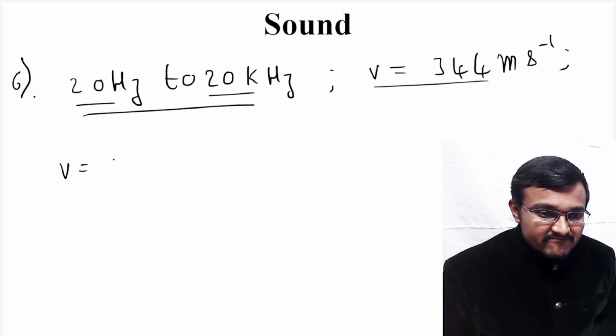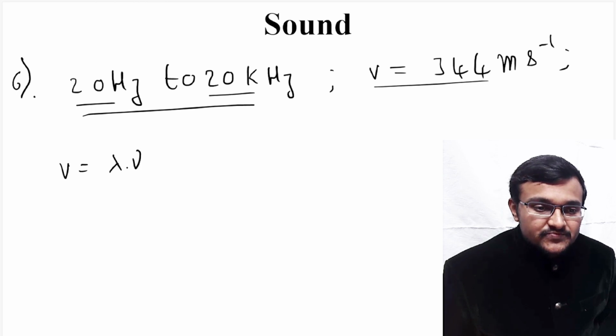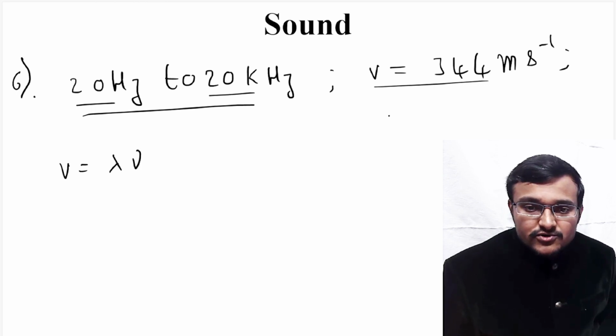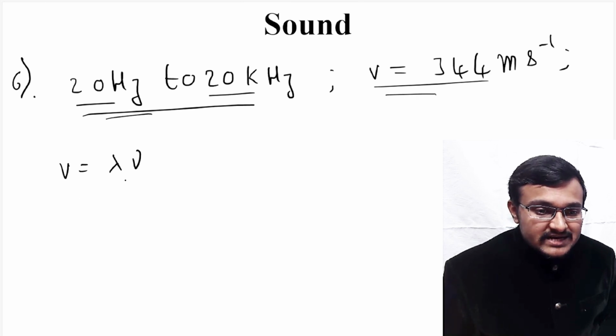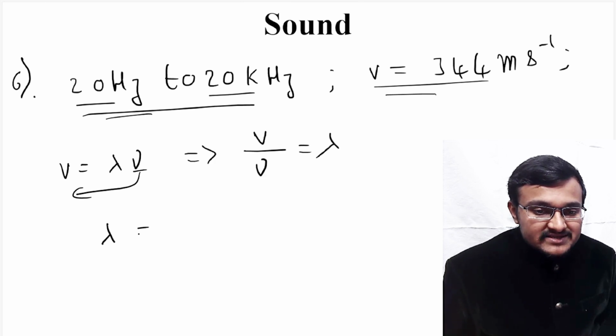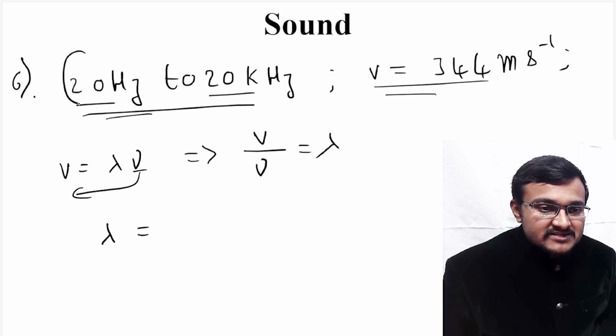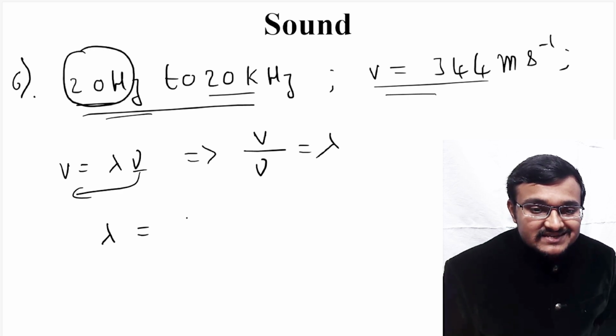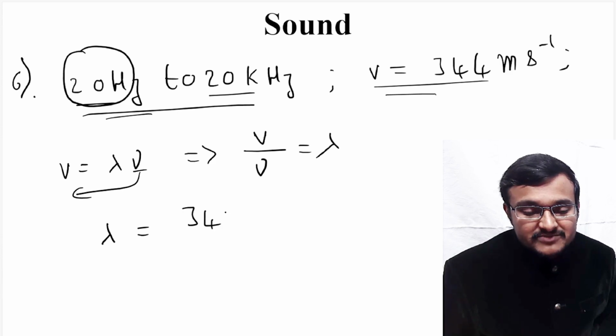We know that velocity is equal to lambda into nu. So lambda is wavelength and nu is frequency. Now you know what is the velocity, you know what is the frequency, you have to calculate lambda. So that means nu you can take to LHS. So when you take nu to LHS, it will become V divided by nu, which is equal to lambda. So lambda is equal to, first nu you can take 20 Hertz. So lambda is equal to velocity is 344 meter per second.